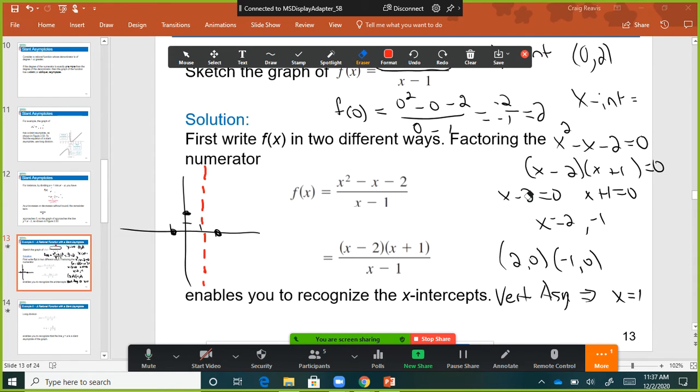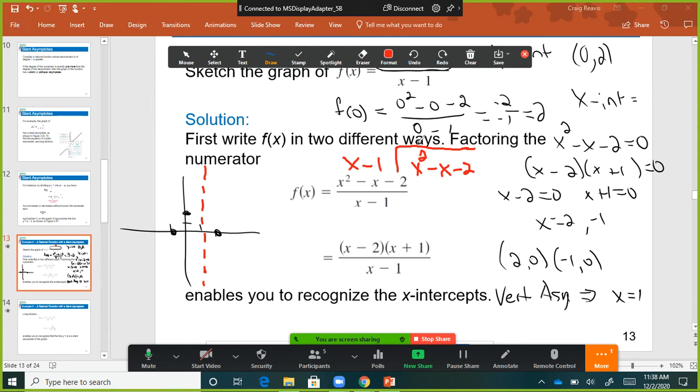Oh, that's not erasing. All right. So what I've got to do is long division. I'm trying to find somewhere on here to write. I'm running out of room. X squared minus x minus 2 divided by x minus 1.